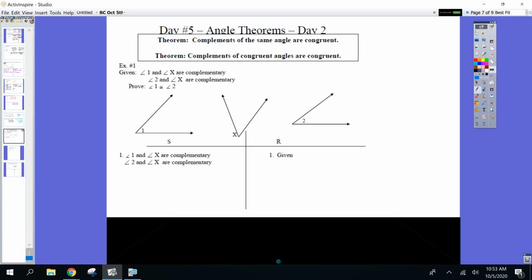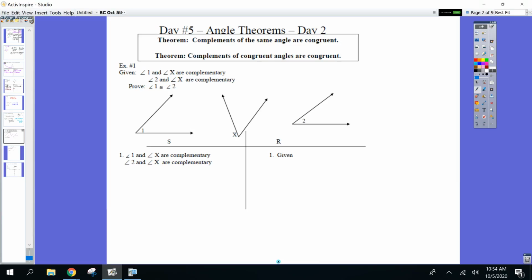Let's look at this first proof we have up here on the board. Your givens are already written in. You're welcome. What vocabulary term do you guys see in the givens in number 1? The main vocabulary term in the givens is the word complementary. So angles adding to 90, right? So I'm telling you 1 and x add to 90, they're complementary. 2 and x add to 90, they're complementary.